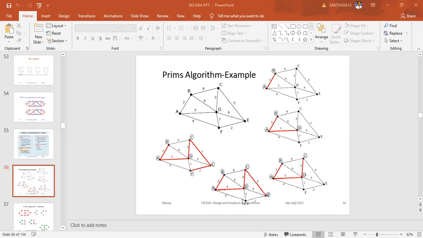From E, there are E to F, E to D, E to C. So E to F is 2, E to D is 6, E to C is 5. In that, which is the minimum path you are having? It is E to F. Okay, so E to F is 2. Now you have started from where? B. And you have ended with where? F.